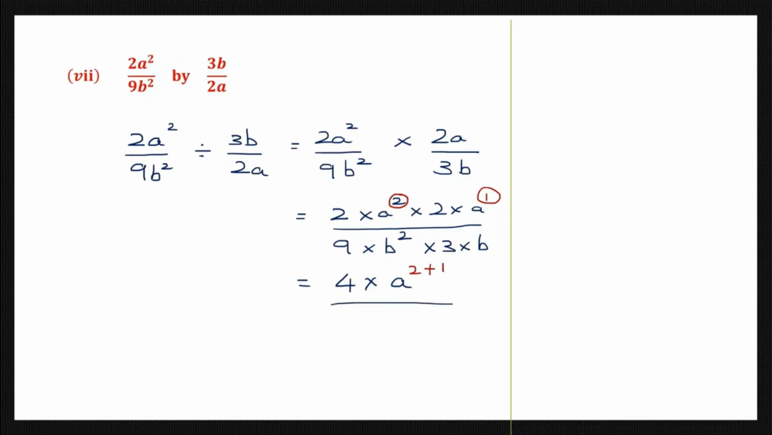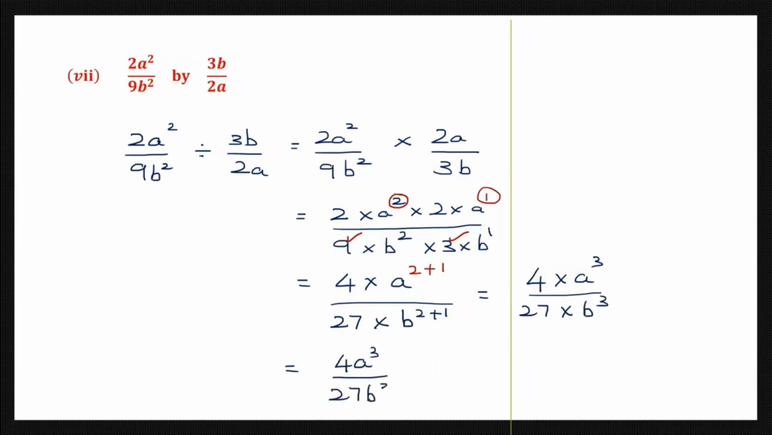Now in the denominator, let's multiply the numbers that we have first. 9 into 3. So 9 threes are 27, into b to the power of 2, and here we have 1. It is multiplication, so we write 2 plus 1. So this becomes 4 into a to the power of 3 divided by 27 into b to the power of 3. So we get 4a to the power of 3 by 27b to the power of 3. So that is our final answer.